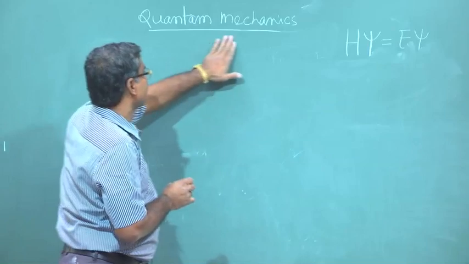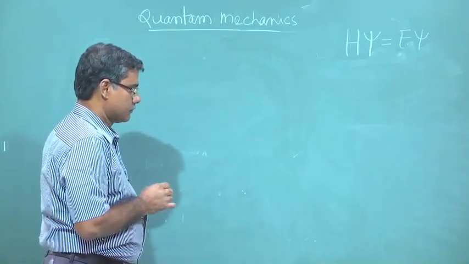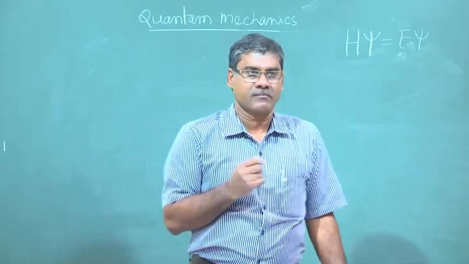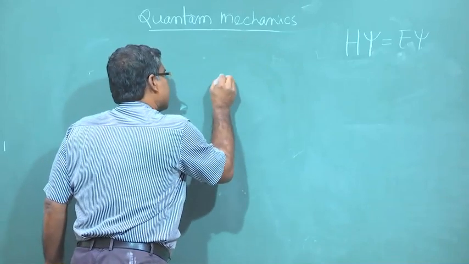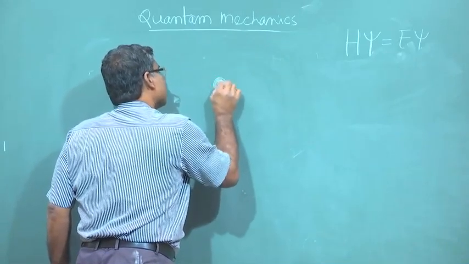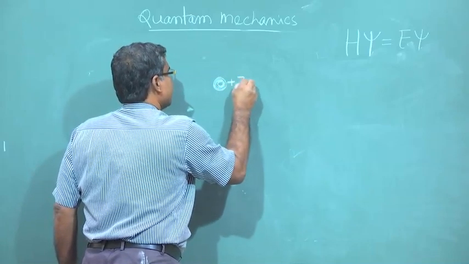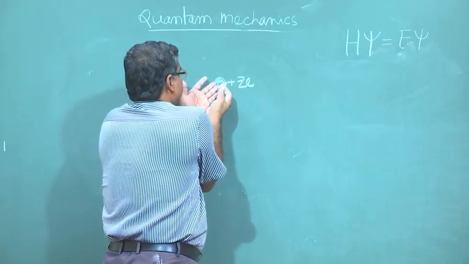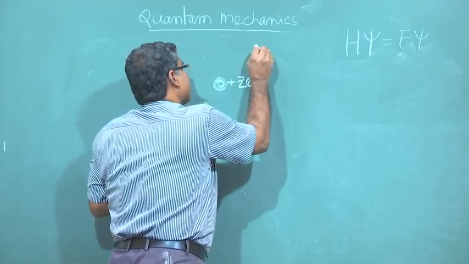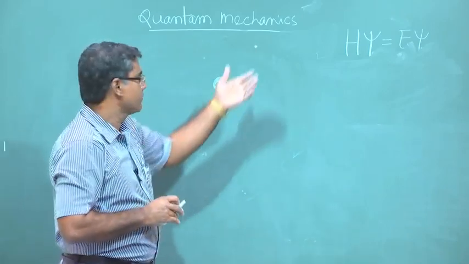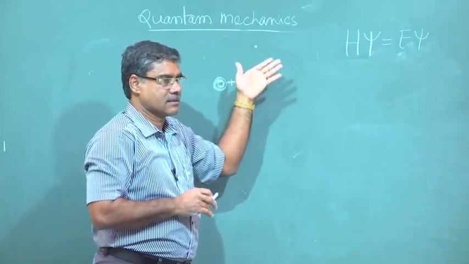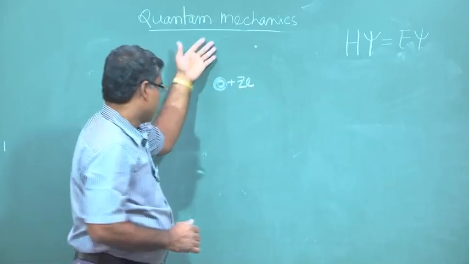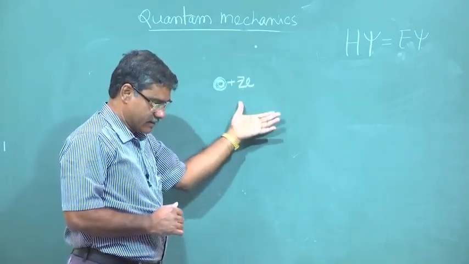Our system is a hydrogen-like atom. Hydrogen-like atom means there is a nucleus with positive charge +Ze. Now there is an electron, and this electron is in this central field.